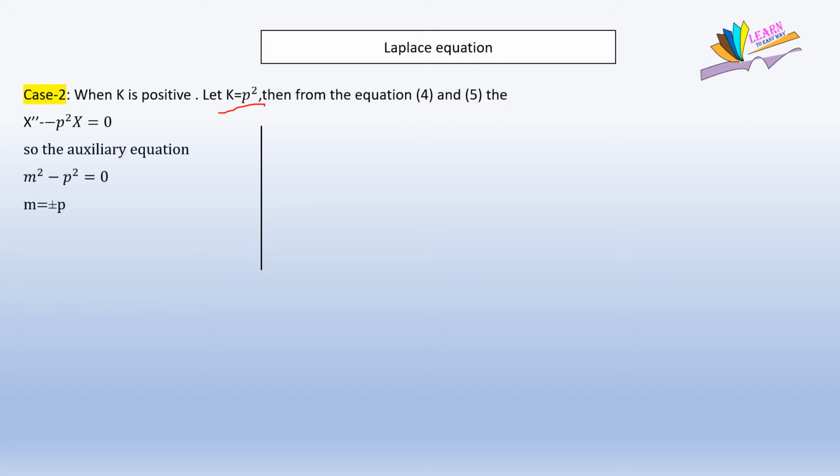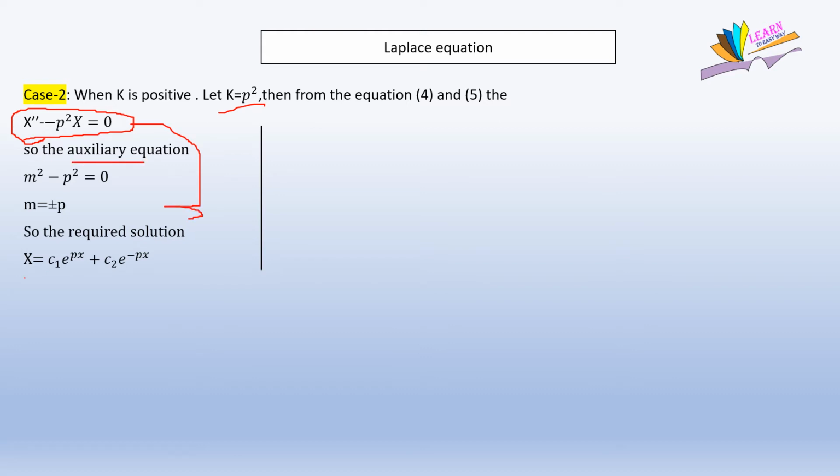So the auxiliary equation is m² minus p² is equal to 0. So m is equal to plus minus p. So the required solution is X equal to c1 e^(px) plus c2 e^(-px). We already know that if this is a linear homogeneous equation, we find the solution this way, by finding the auxiliary equation and the particular integral.